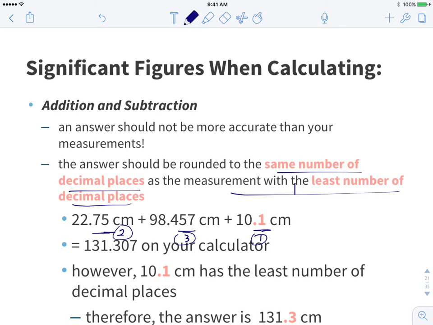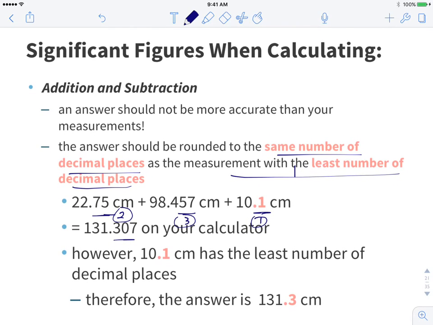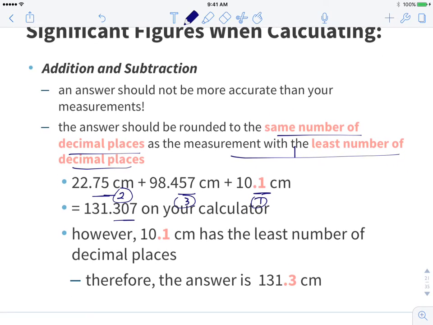When I put this into my calculator, I get 3 decimal places. But I need to round. I need to round to 1 decimal place. 1 decimal place would be, in this case, the 3. So that's 1 decimal place. I round to 131.3.